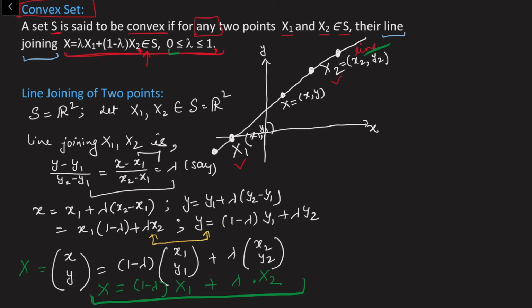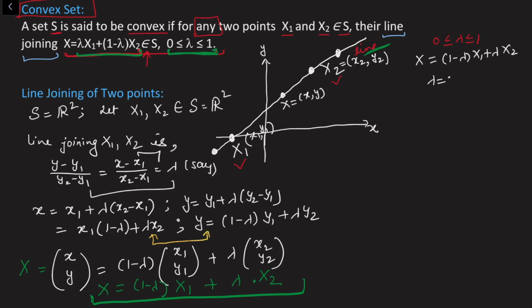Now in the convex set definition, we said that such a linear combination comes with lambda lying between 0 and 1 only. So let us now take the limit when lambda lies between 0 and 1. In this case, the capital X is 1 minus lambda times X1 plus lambda times X2.